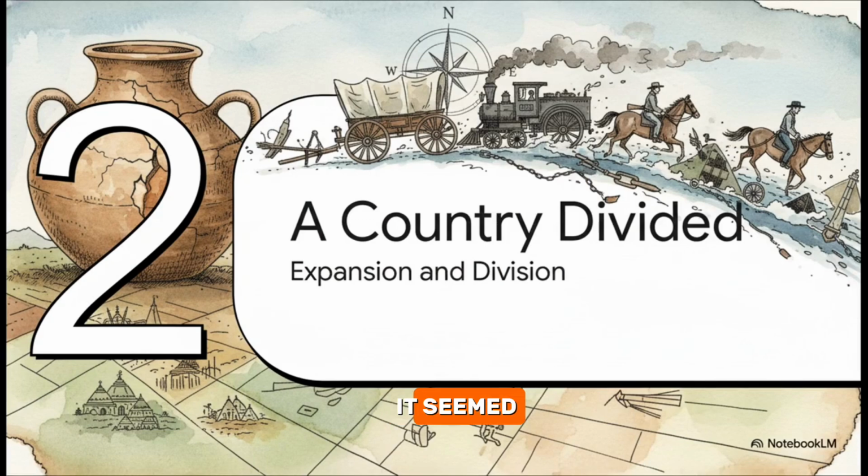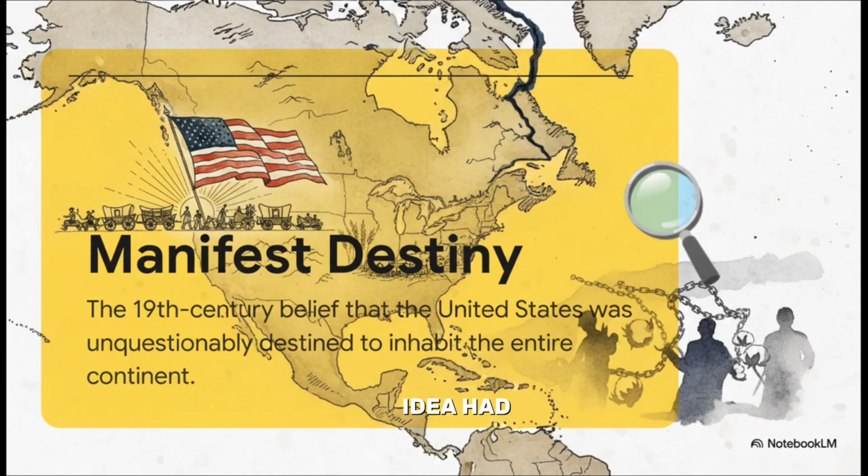For a little while, it seemed like this fragile union might actually hold. But a new force was about to come along and push the nation's core conflict to its absolute breaking point: the relentless, unstoppable drive to expand west. This whole idea had a name: Manifest Destiny. It was this belief, this feeling, that the United States had some kind of divine mission to spread its values all the way across the continent.